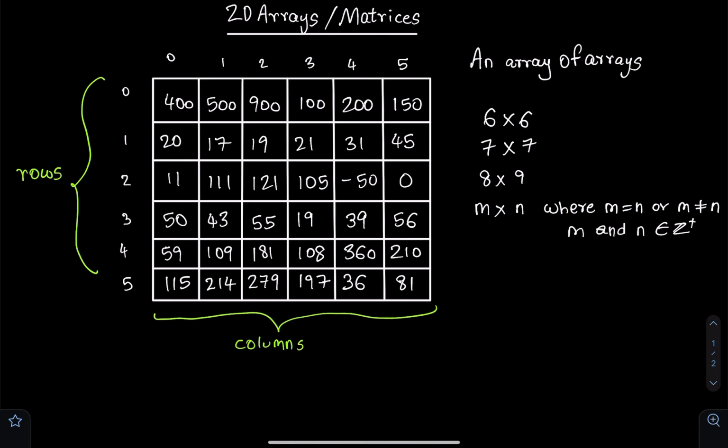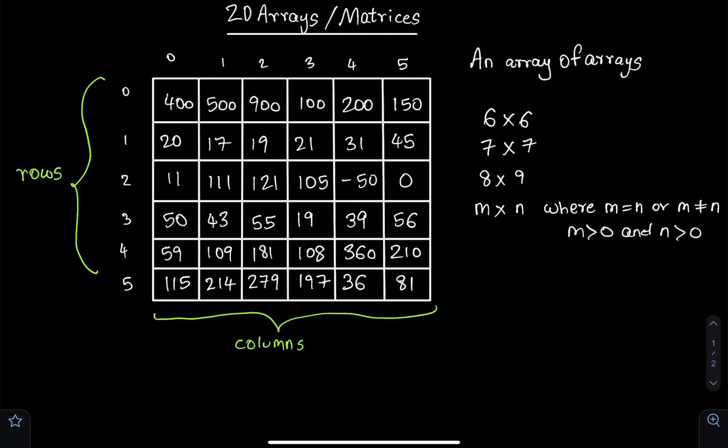Or in other words, we can say m is greater than 0 and n is greater than 0. So yeah, we cannot have an empty one; we need to have at least one row and one column for it to be called a matrix. So that's matrices in brief.